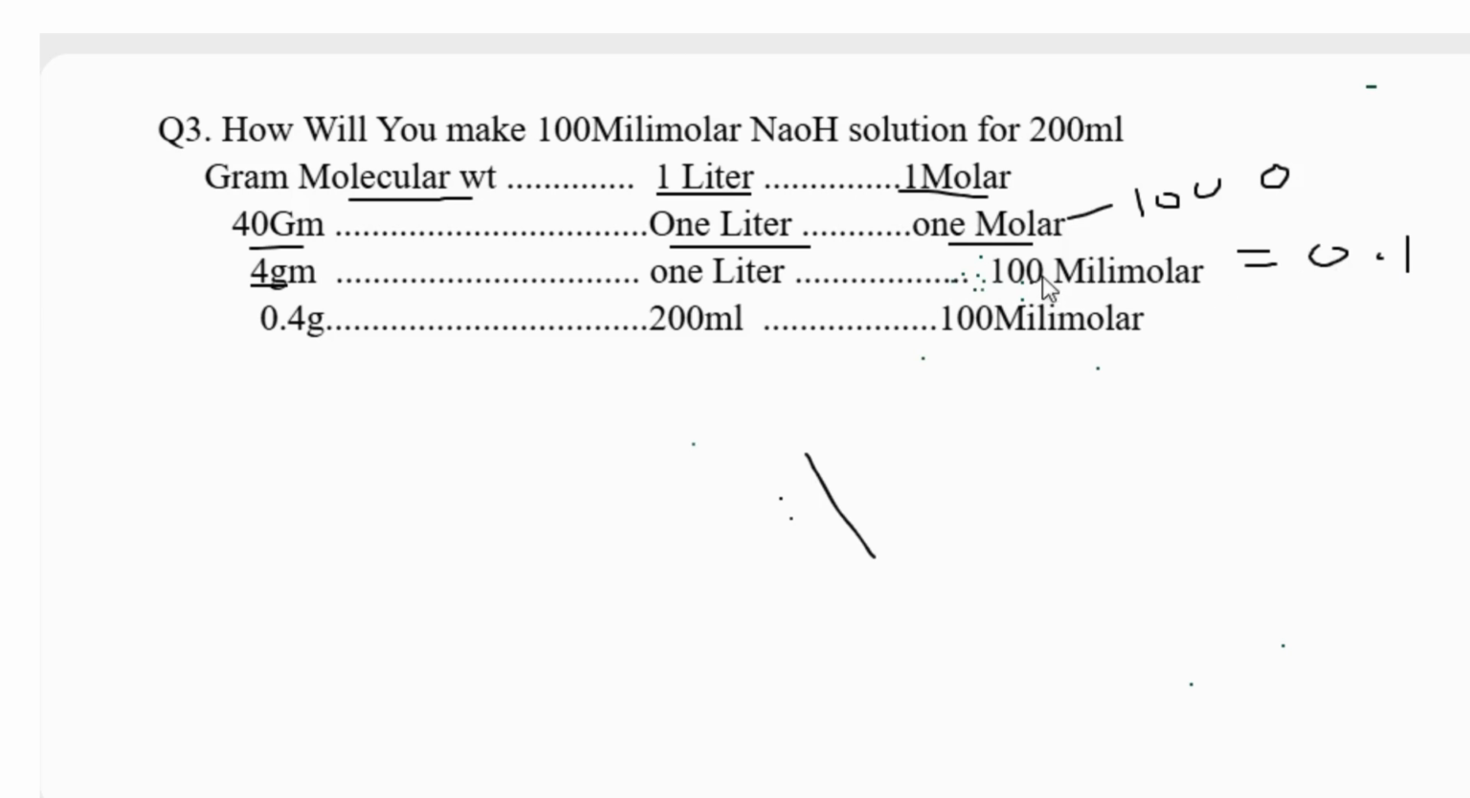If you divide this 100 by the 1000 millimolar, the answer will come 0.1. This 0.1 you have to multiply by this 40, then it becomes 4. Okay, you have to write this. Then 4 gram dissolved in 1 liter will give the 100 millimolar concentration.